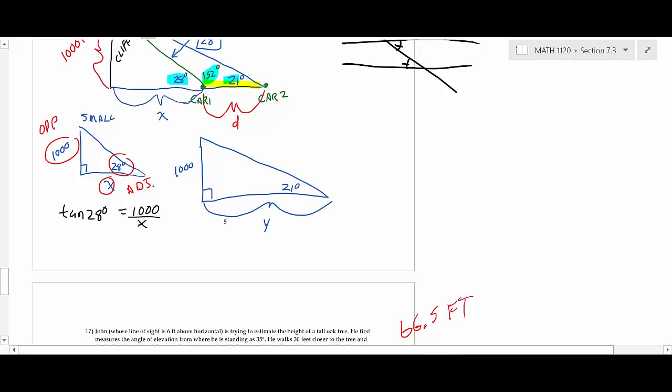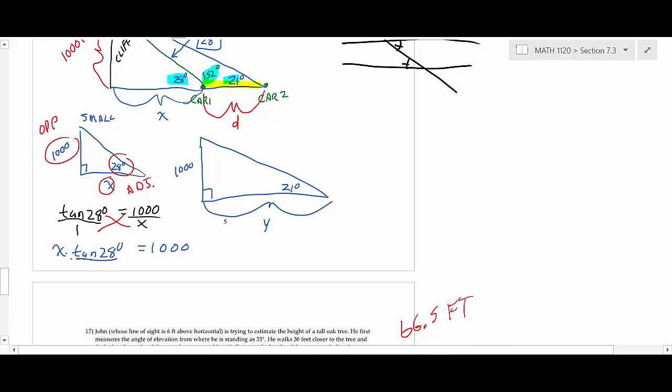Okay, and if you can solve that equation for x, you got what that distance is. Now, there are several ways you can do this. You can cross multiply, or you can turn both sides upside down and then get rid of the 1,000. I think most of the time students seem to have this background for cross multiplying. So I'm just going to have x times tangent of 28 equals 1,000.